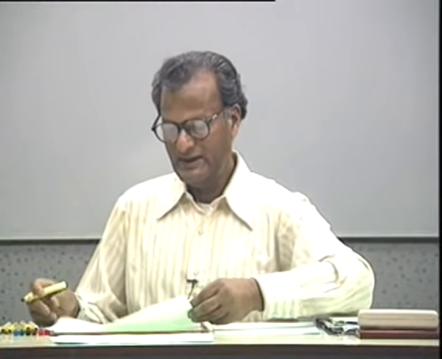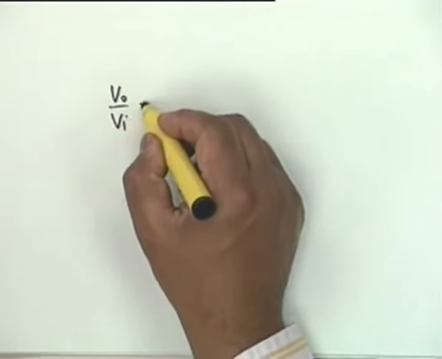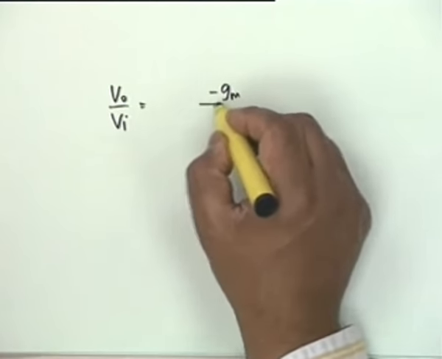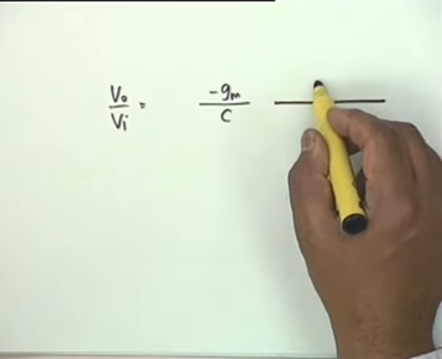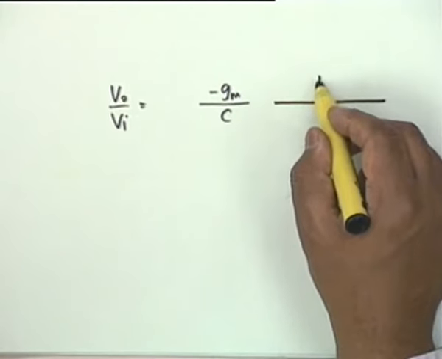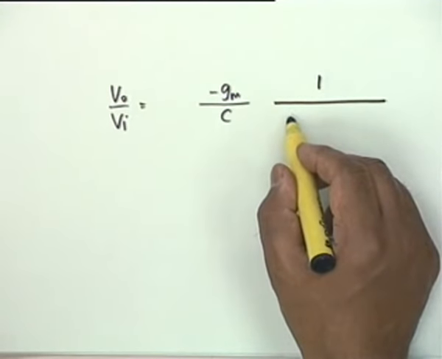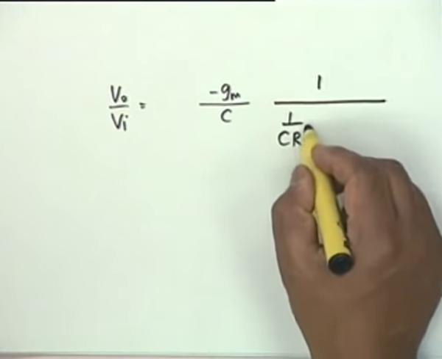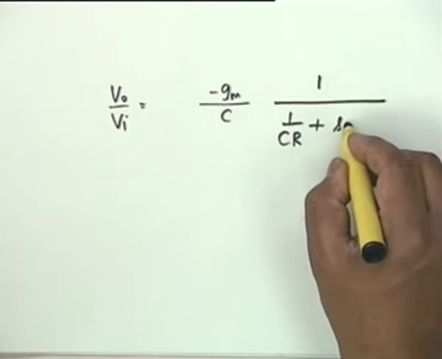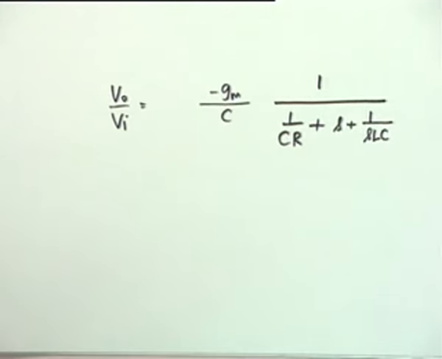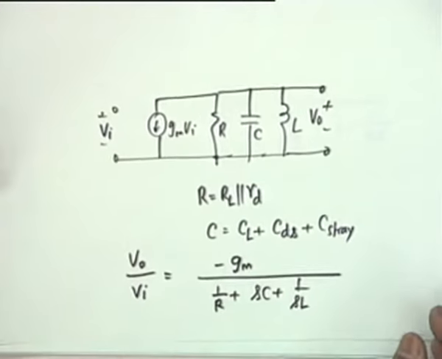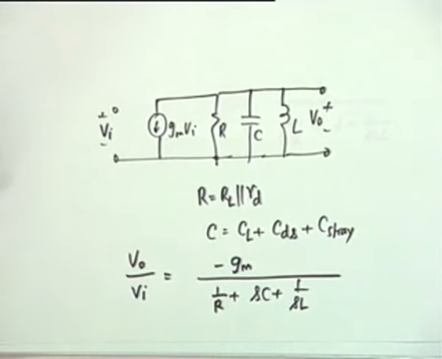I can write this gain V0 by Vi as equal to minus Gm divided by C. If I take C common, then I get 1 by CR plus S plus 1 over SLC. Okay? Yes. Could you please show the previous slide? Previous slide, yes. You don't have a question, or you wanted to write it down. Okay.